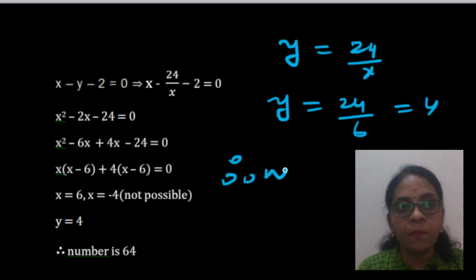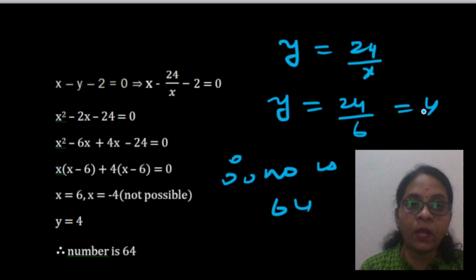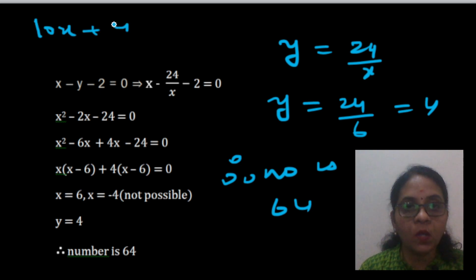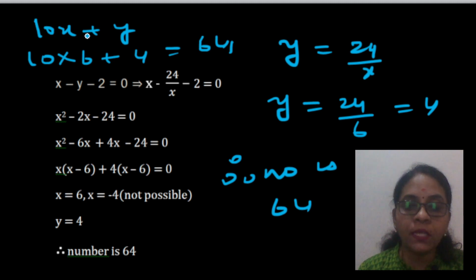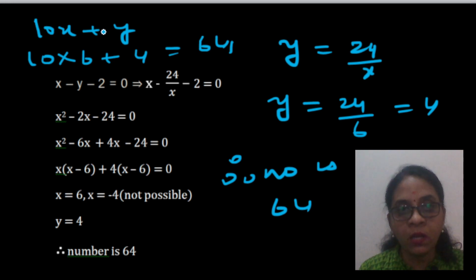Therefore, the number is 64. Now, we did not write one beside the other, children. We wrote the number as 64 because the number was 10x plus y. 10 into 6 plus y, which is 4. This is nothing but 64. Is this clear? So this is how you do problems based on numbers.